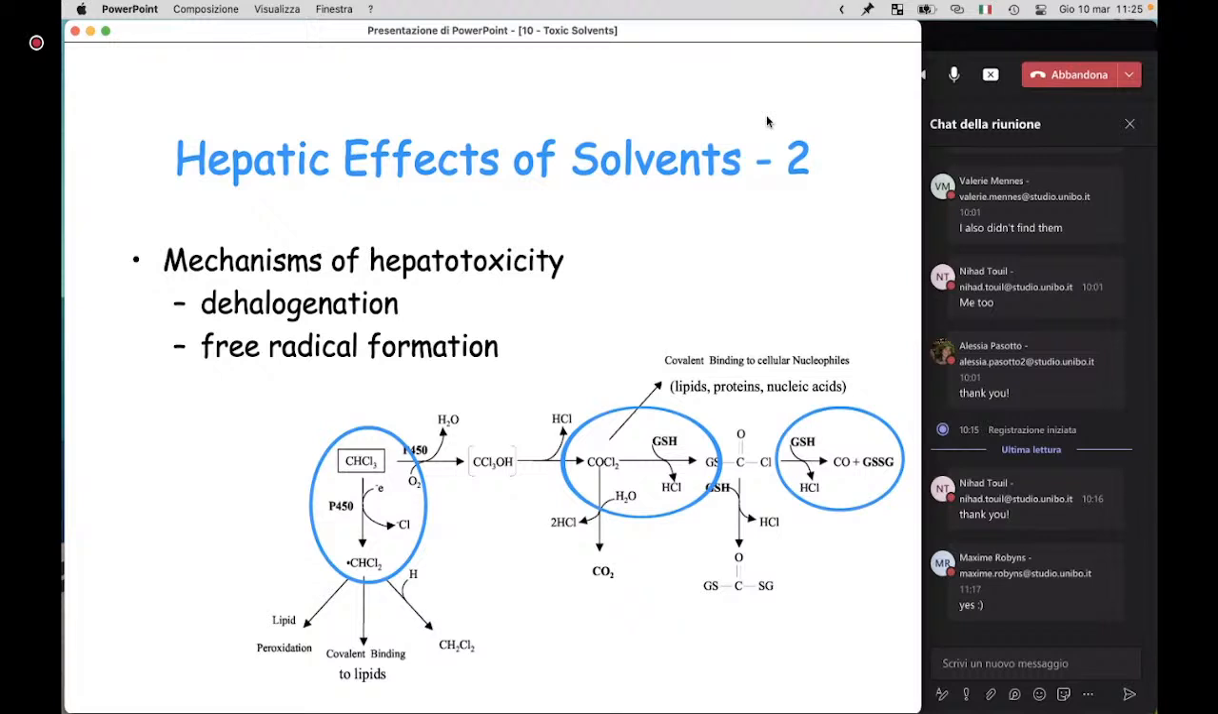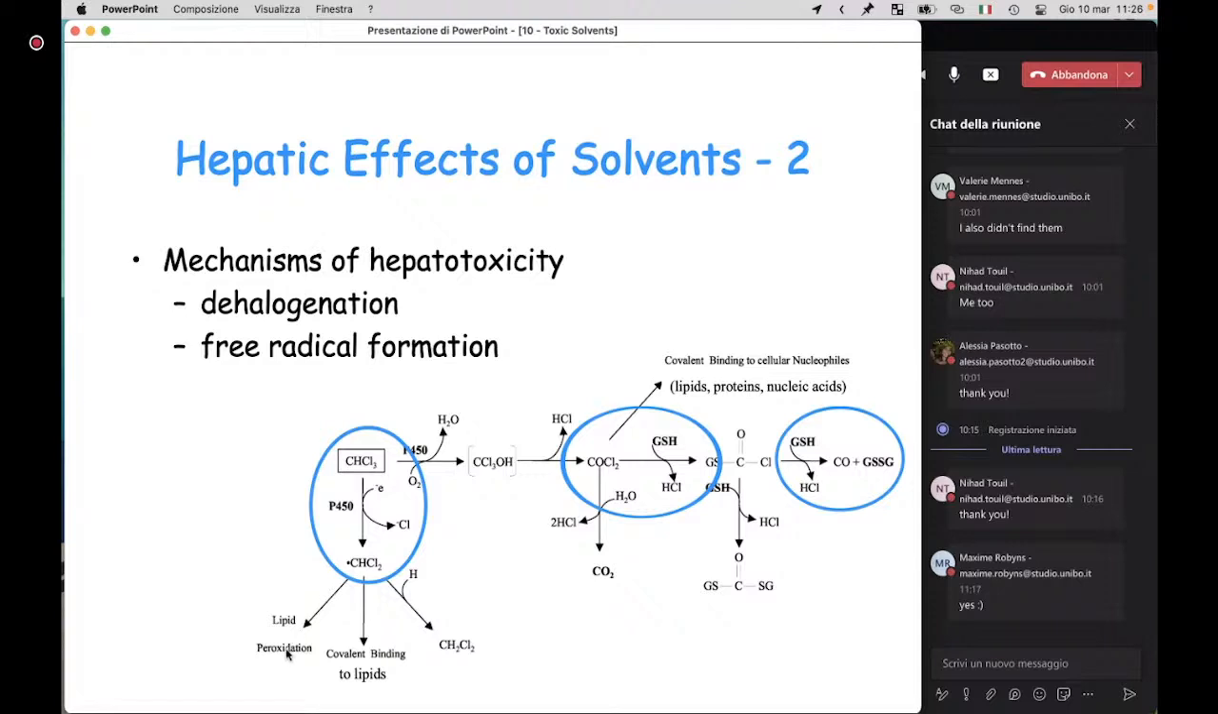Mechanism of hepatotoxicity regards mainly halogenated solvents. They undergo dehalogenation, and this dehalogenation produces free radicals. So if we start from this, for example, is chloroform, very important halogenated solvent. We have that it can be transformed by cytochrome P450 to produce a radical, and this radical can interact with lipids, producing peroxidation.